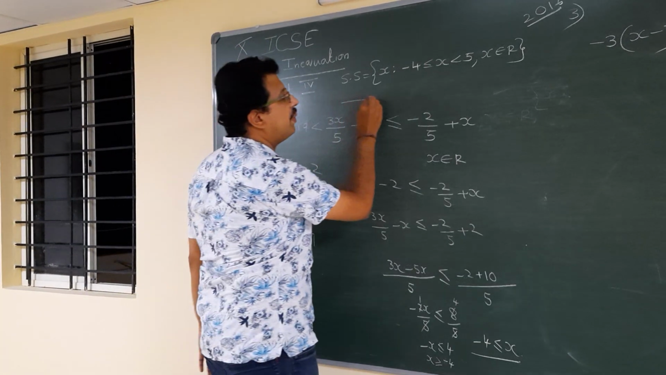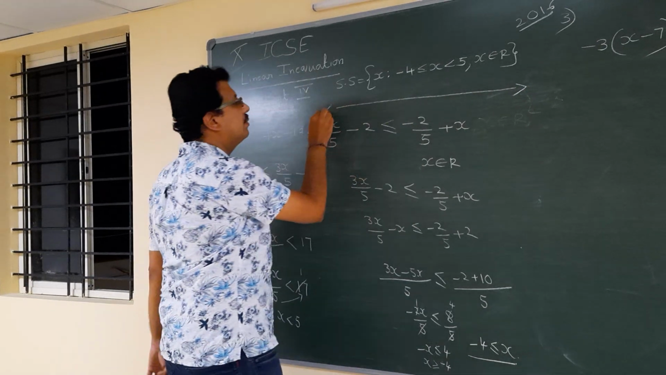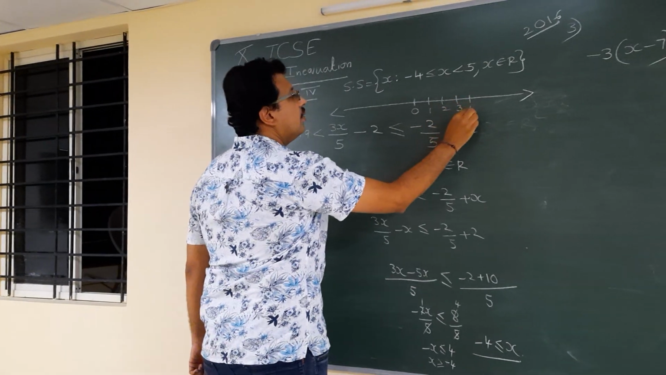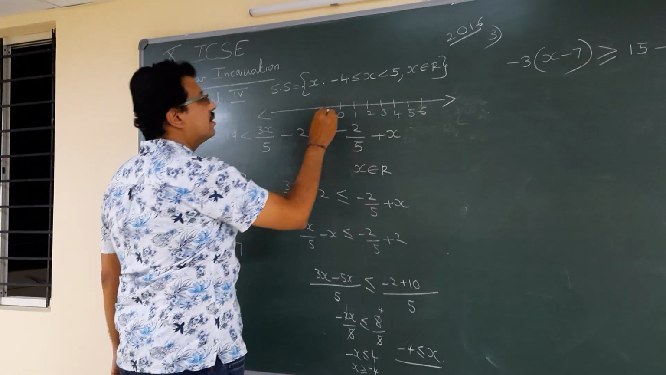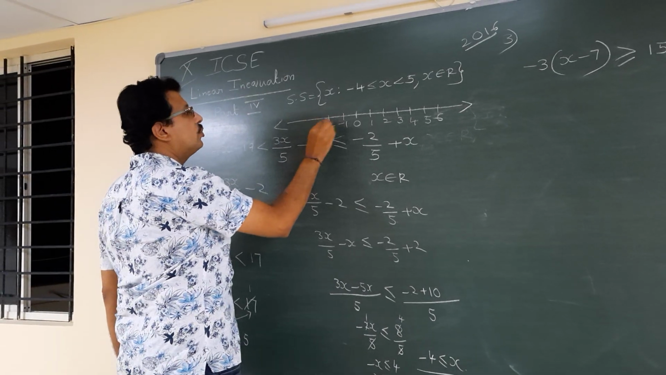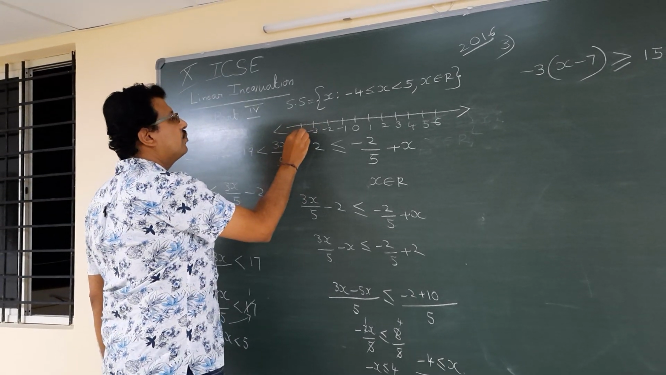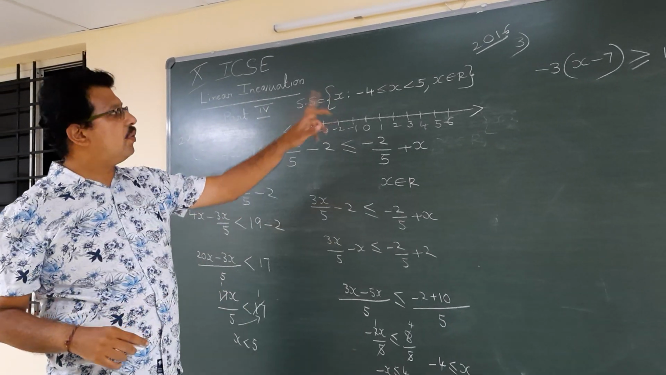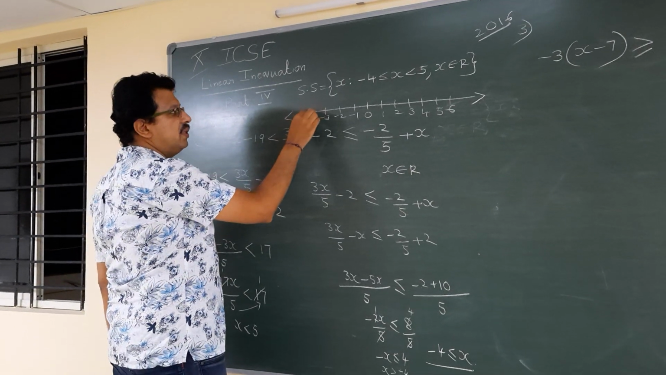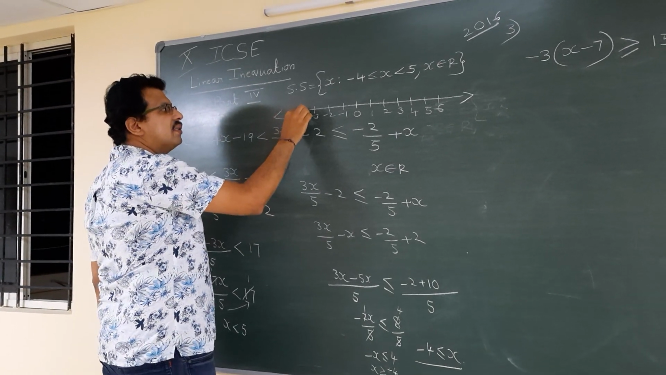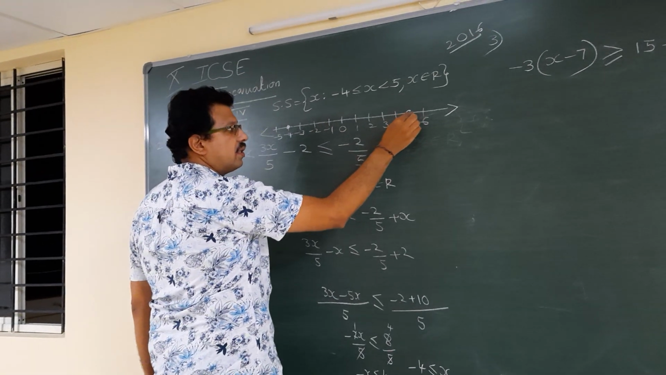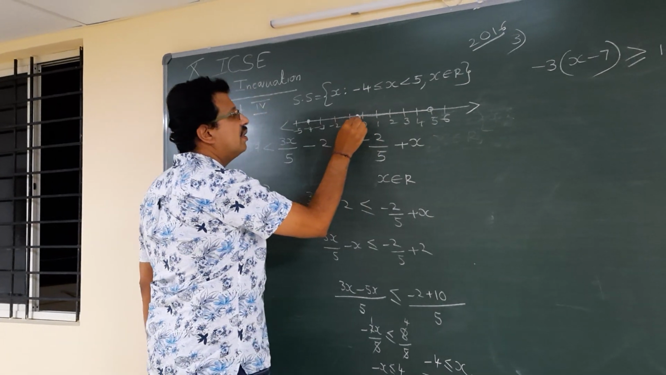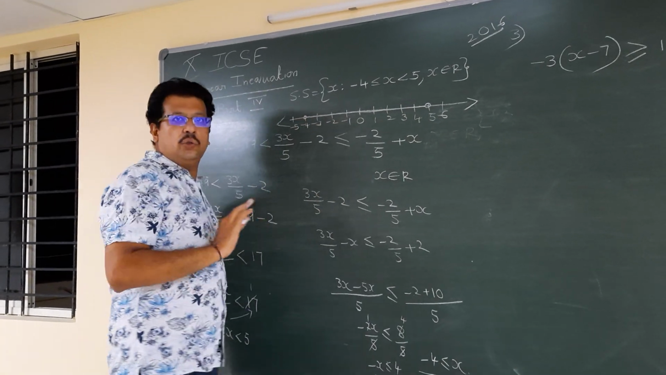And you can write the number line also. This is for 1 mark. 0, 1, 2, 3, 4, 5, 6, minus 1, minus 2, minus 3, minus 4, minus 5. Minus 4 less than or equal to x means minus 4 has to be a darkened circle, and less than 5 means a hollow circle. These are the elements which are included in the solution set.